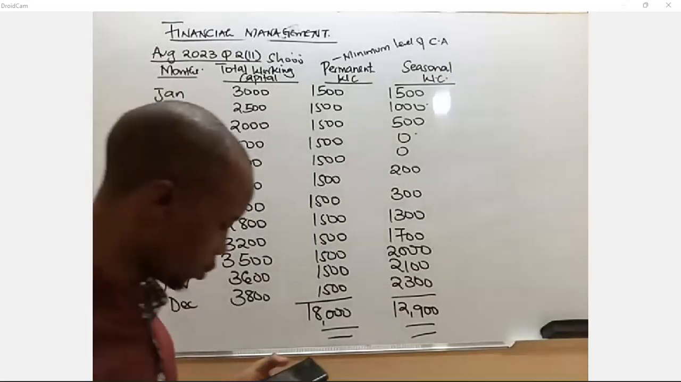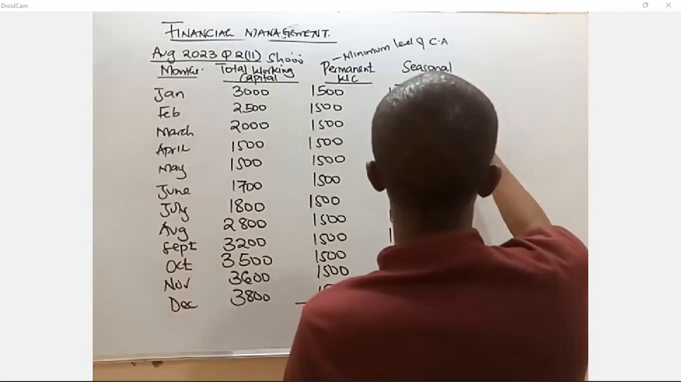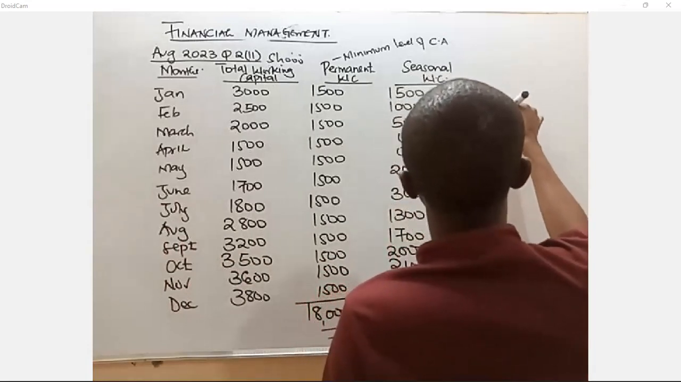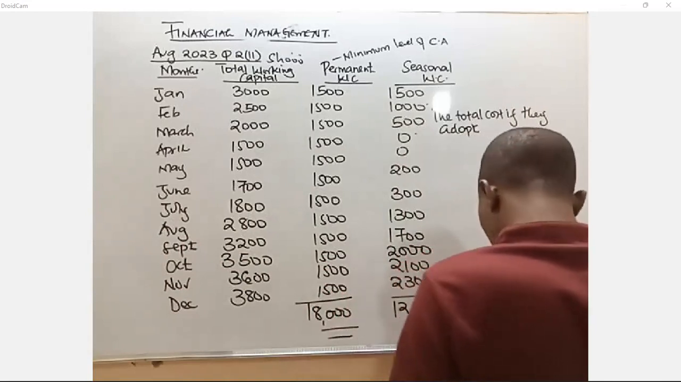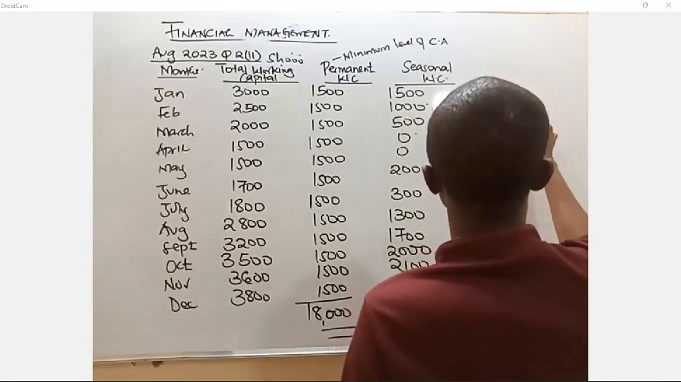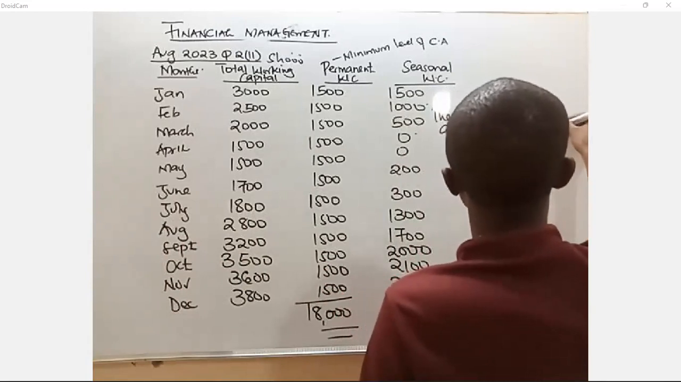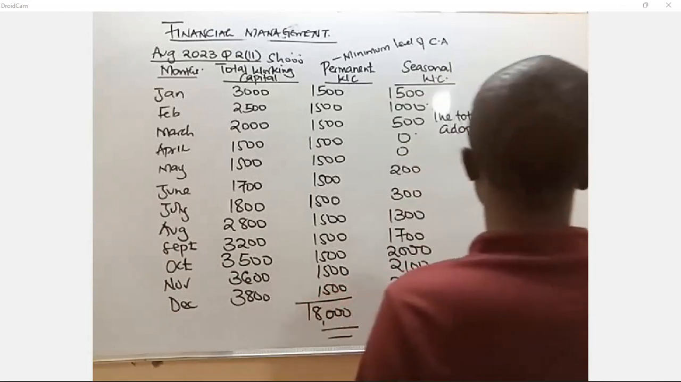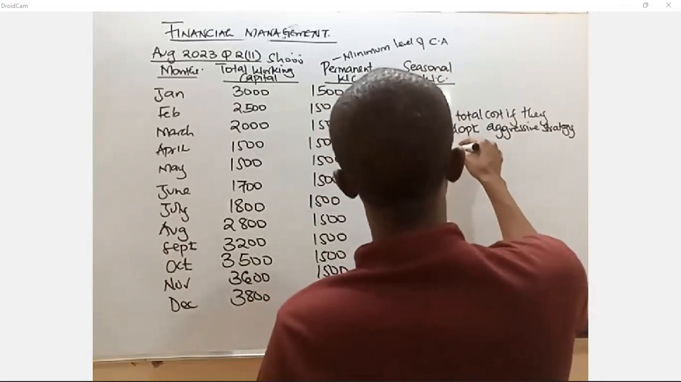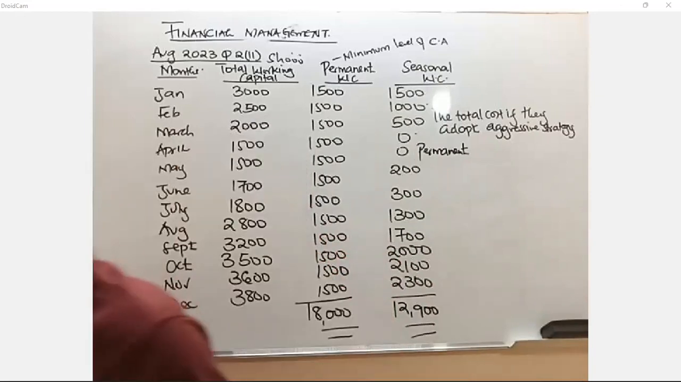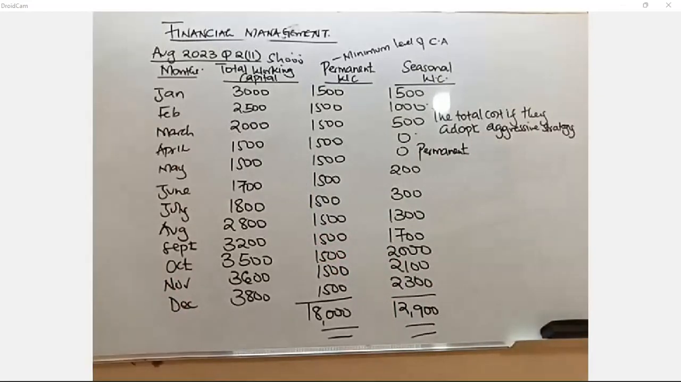So in this case, we just want to get the total cost if they are able to adopt the aggressive strategy. What will be the total cost if they adopt the aggressive strategy? And in this case, for permanent, how much will it be? As per the information provided there, we are being told that the short-term financing cost of working capital is 15% per annum, while the long-term financing cost is 20%.